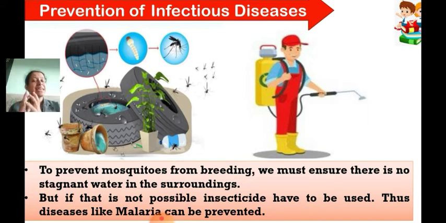Just do not keep any vessel open outside so that the water can get collected, especially during the rainy season, or even afterwards also. Never keep any vessel which is filled with water. After some time you will find that the mosquito larvae have been produced in that stagnant water. Fine. So this is one of the preventive measures for diseases caused by mosquitoes like malaria, dengue and all. Fine. You have to remember at least one name of the disease, that is malaria.